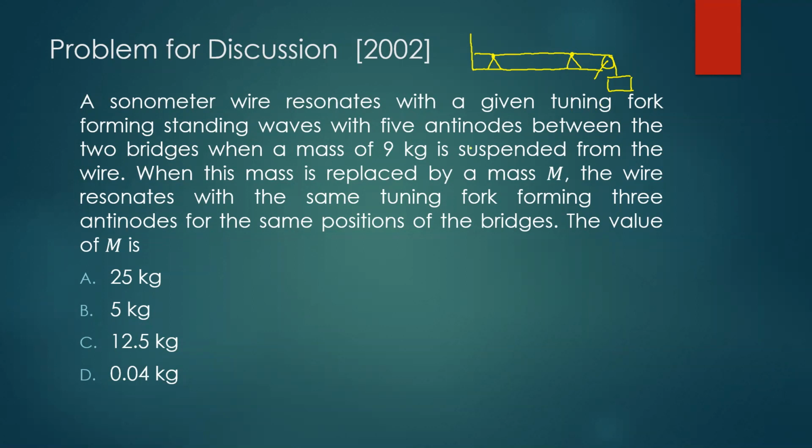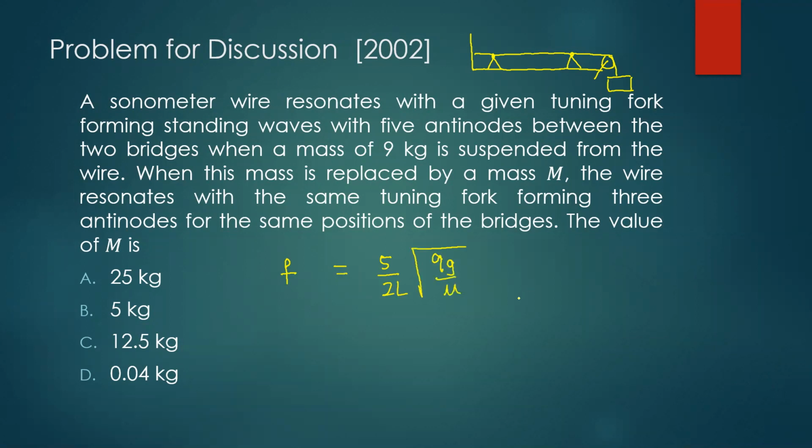Okay, now what is he saying? When you have a mass of 9 kg, so that means the tension is 9g, you have 5 antinodes. Now it is like a string between fixed supports. So when you have 5 antinodes, that's fifth harmonic, right? So you're using the same tuning fork. So the tuning fork will have a particular frequency f. Now initially it's vibrating in fifth harmonic. So f = 5/2L into square root of tension, which is 9g by mu.